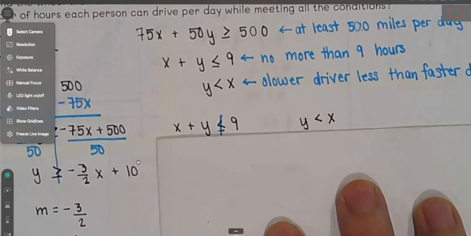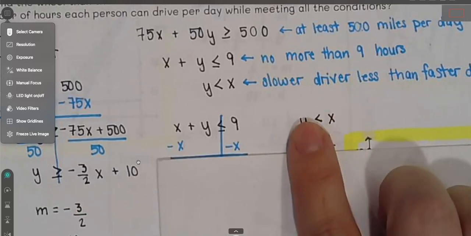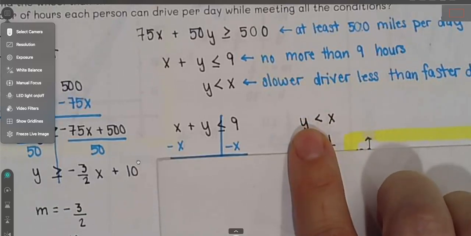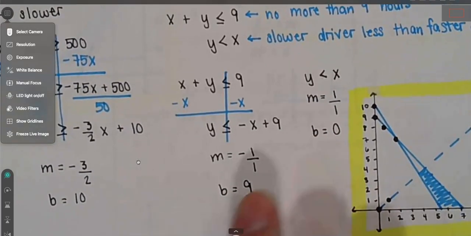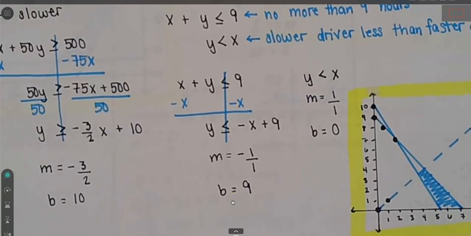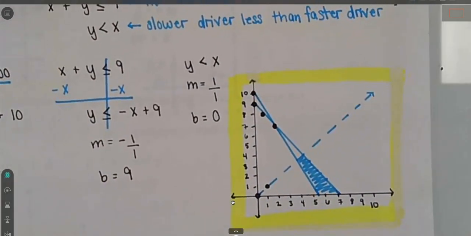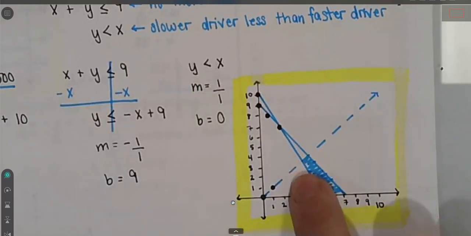So we have x plus y is less than or equal to 9, and y is less than x. This one's already in slope-intercept form, so m is 1 and b is 0. This one, we have to subtract x, so now we have y is less than or equal to negative x plus 9. M is negative 1, b is 9. If you graph all 3 of them, 2 of them have solid lines, this one is going to have a dotted line, and this is the area where all 3 of the shadings overlap.